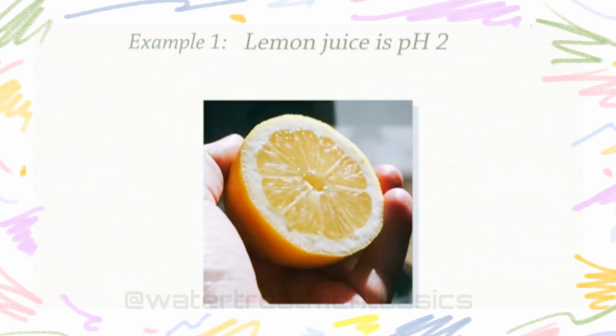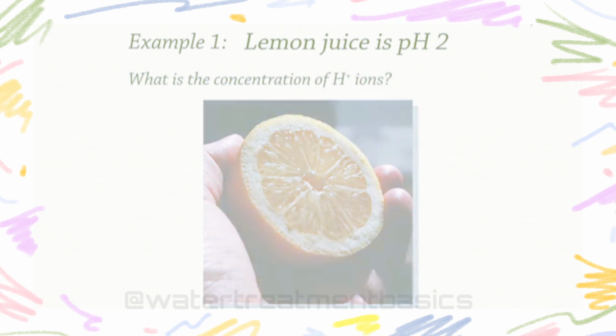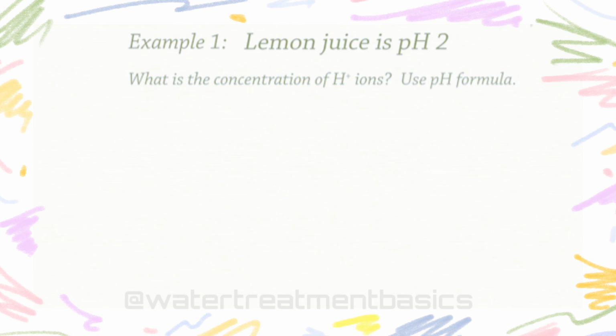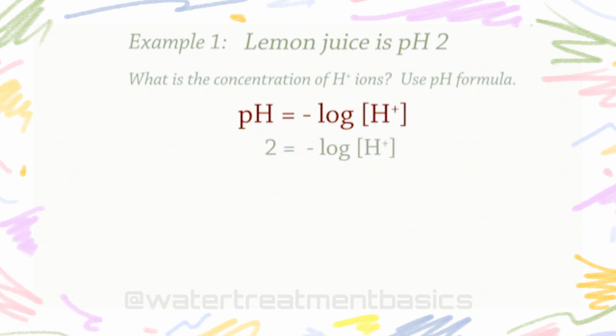Let's see a real-world example. Lemon juice is acidic. It has a pH of 2. What is the concentration of H+ ions in lemon juice? We can figure this out using the equation for pH. pH equals negative log of the concentration of H+ ions. Substitute in 2 for pH. Divide both sides by -1 so the log is on its own. -2 equals log of the concentration of H+ ions.